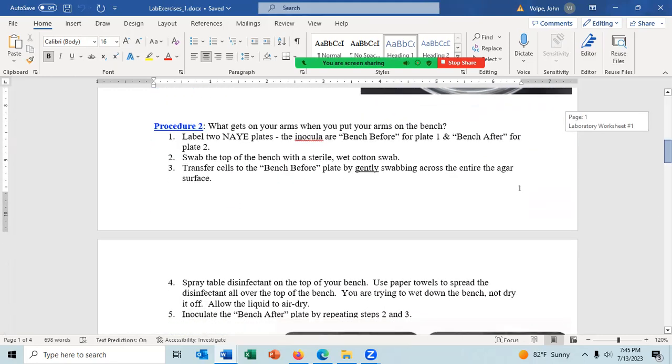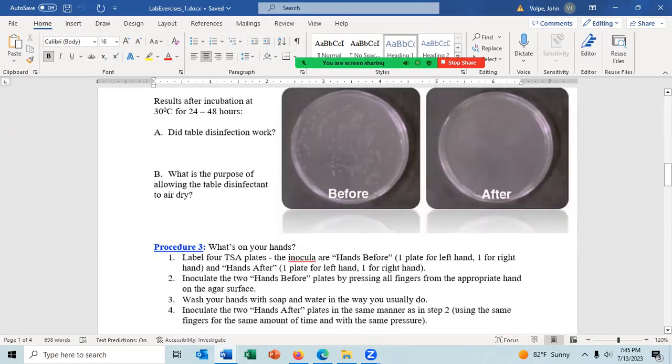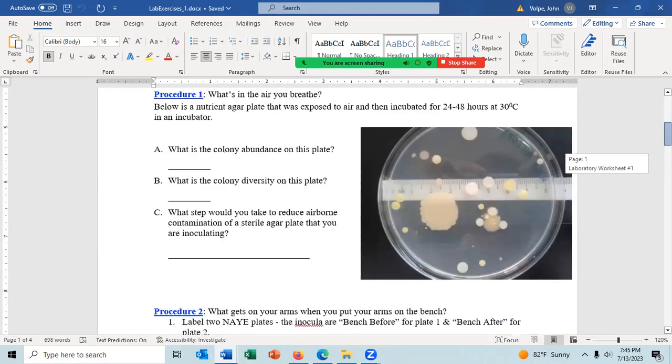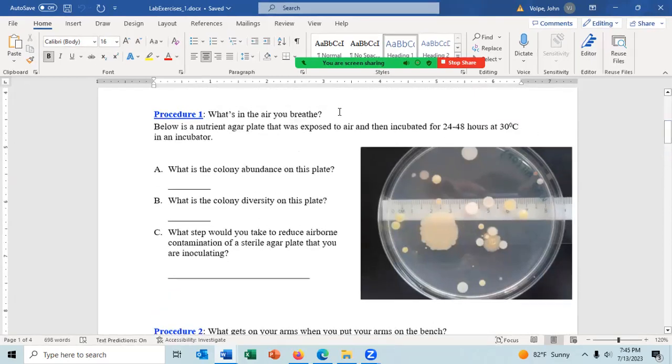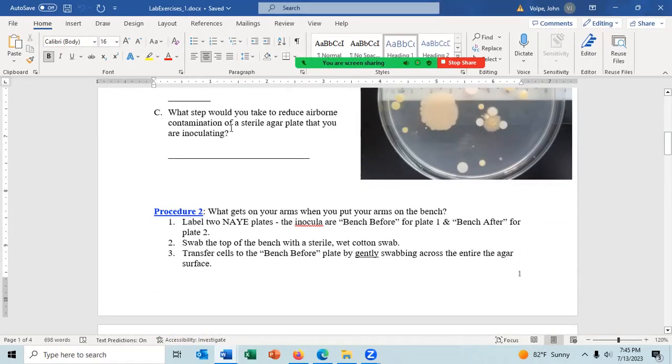All right, procedure 2 is, by the way, you do not have to answer the question on procedure A, what's in the air you breathe. That's just what procedure 1 is about, but you do need to answer these questions. Okay. Procedure 2, what gets on your arms when you put your arms on the bench? You don't need to answer that either.